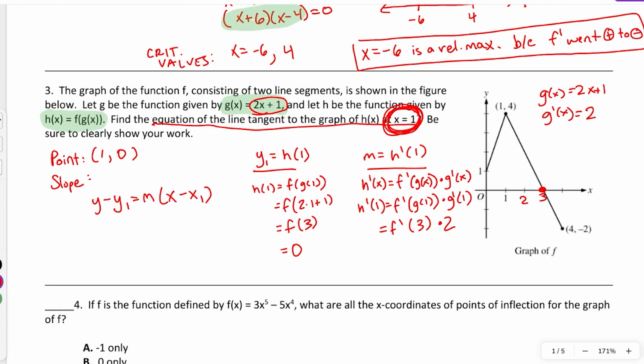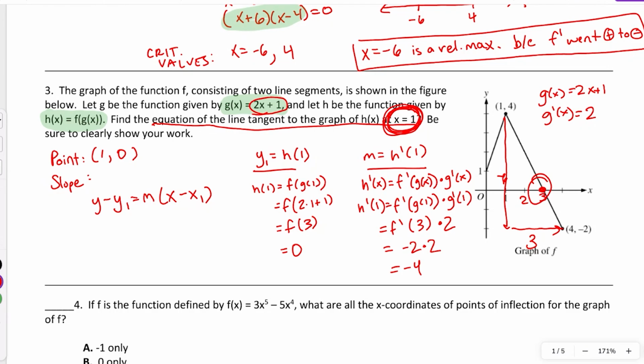here, change in y over change in x. So I'm going down 6 over, what is that, 1, 2, 3. So the slope is going to be negative 2. Right? If I'm going down 6 to the right 3, negative 6 divided by 3 is negative 2. So the slope of f at 3 is negative 2. So I've got negative 2 times 2, which is negative 4.